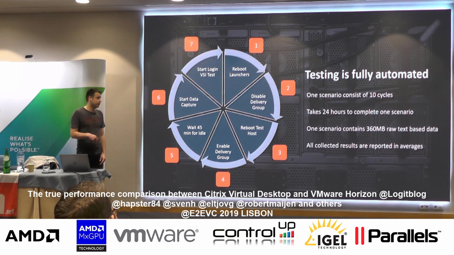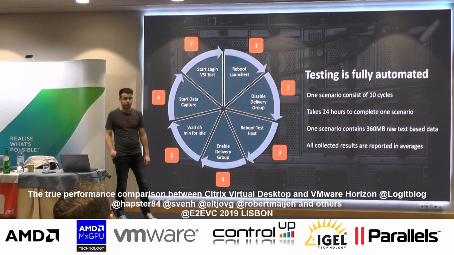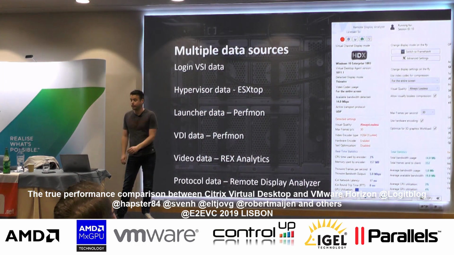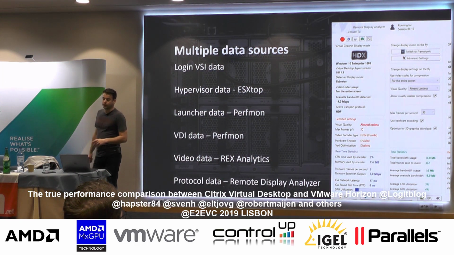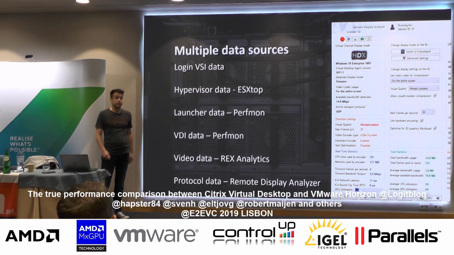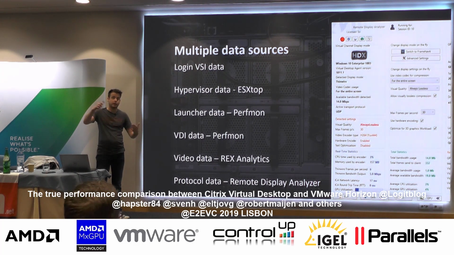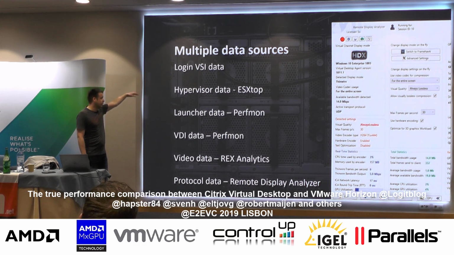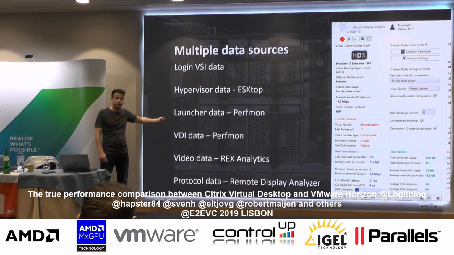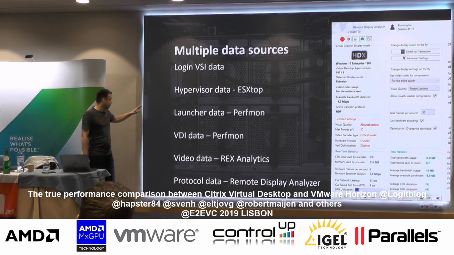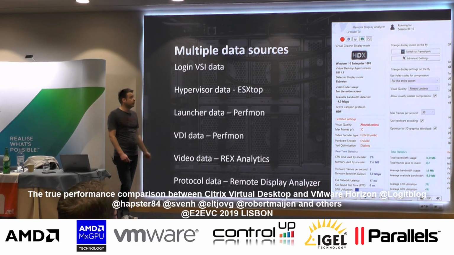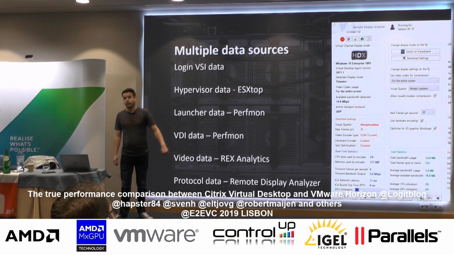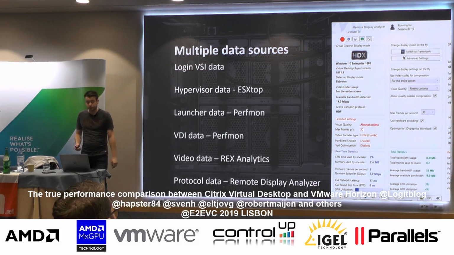Everything that we publish is based on averages. That's an important one. We use multiple data sources. We have the Login VSI data, of course, which generates the baseline and the VSI max, which represents the maximum capacity. But we also collect the data from the hypervisor. We collect the data from the launchers, which represent the endpoint. We also have data from the VDI itself and the video data, and we also use Remote Display Analyzer to collect the data from the protocol.